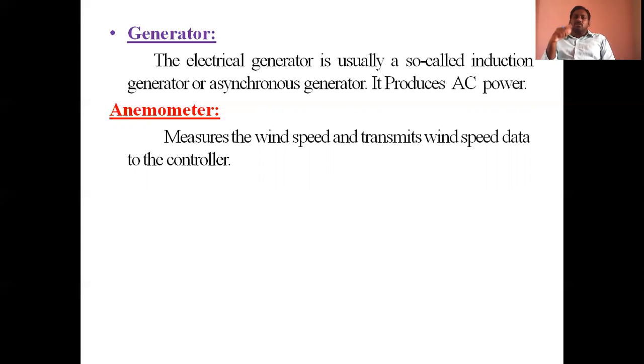Then the controller sends those signals to the brake system, and the brake stops the rotor against dangerous wind speeds. And also for starting purposes, for favorable winds, the anemometer first measures and sends to the controller, then the controller sends to the low speed shaft or rotor system to start driving the wind turbine, to rotate the wind blades.